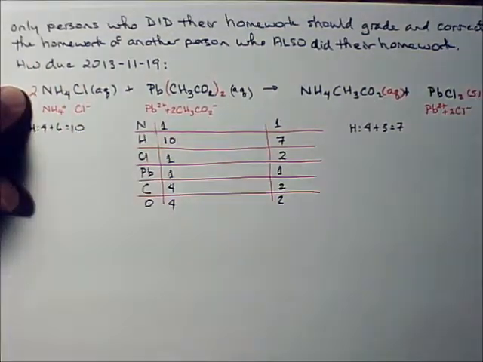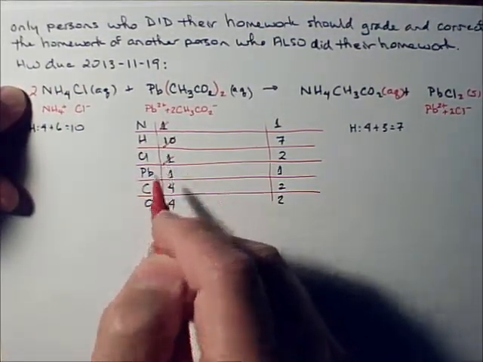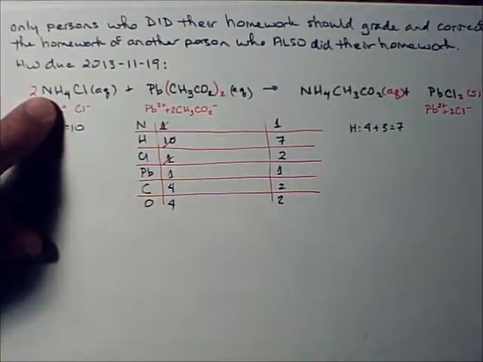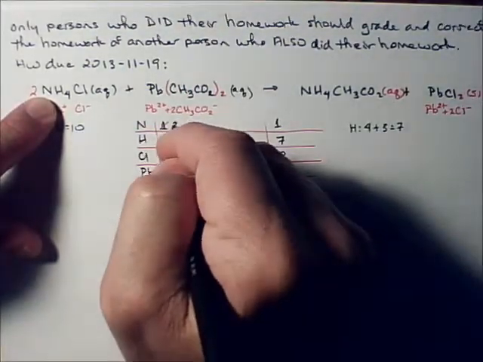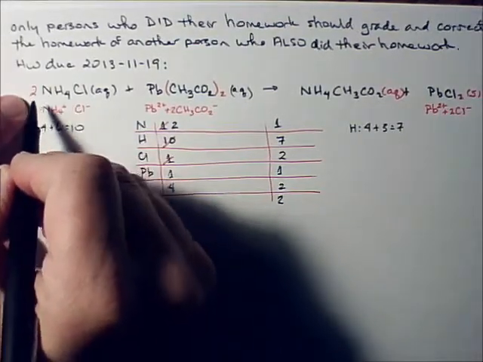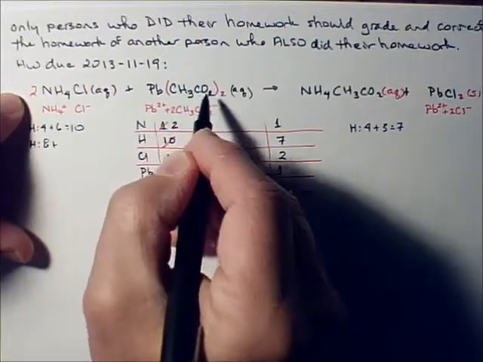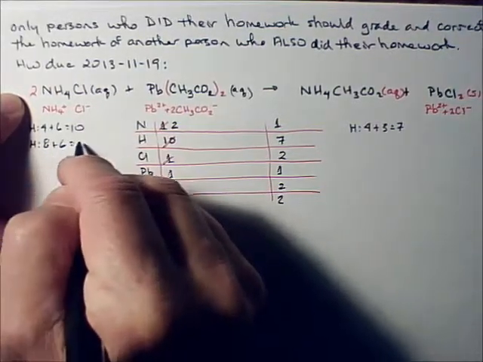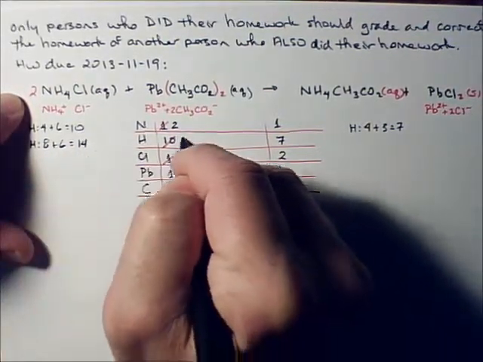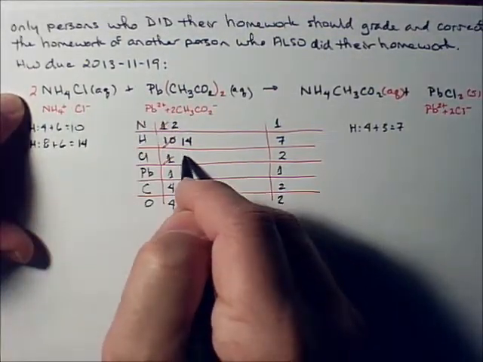So I want 2 of these. That's going to change the number of nitrogens, hydrogens, and chlorines. So now I have 2 nitrogens. I had 4 hydrogens in the ammonium times the 2, that's 8. 3 hydrogens here times 2 is 6. So that's 14 hydrogens I have at the moment. And in chlorines, I now have 2 chlorines.